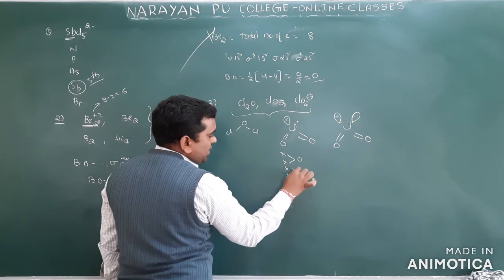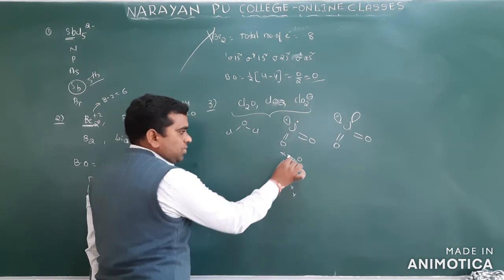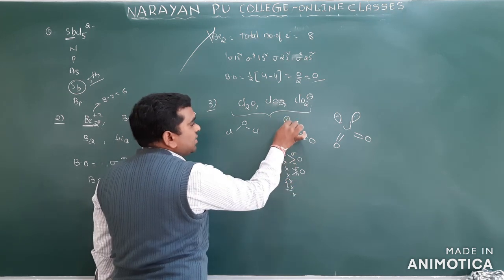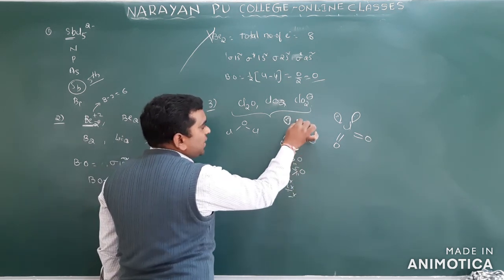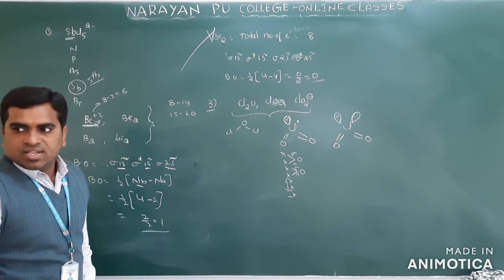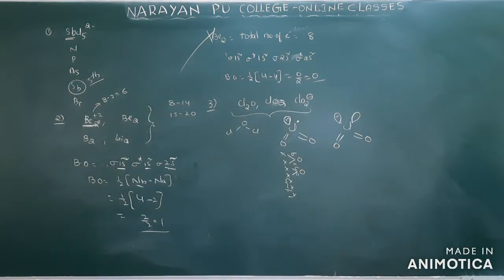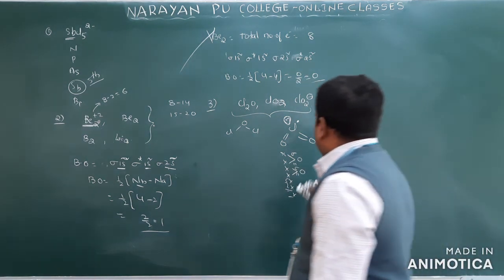Oxygen forms how many bonds here? 2 bonds. Means 1 sigma 1 pi, 1 sigma 1 pi. Here 1 lone pair, this is 1 lone pair, another one is a free electron, single electron. Unpaired means single electron molecule. This is clear. It will have a single electron.